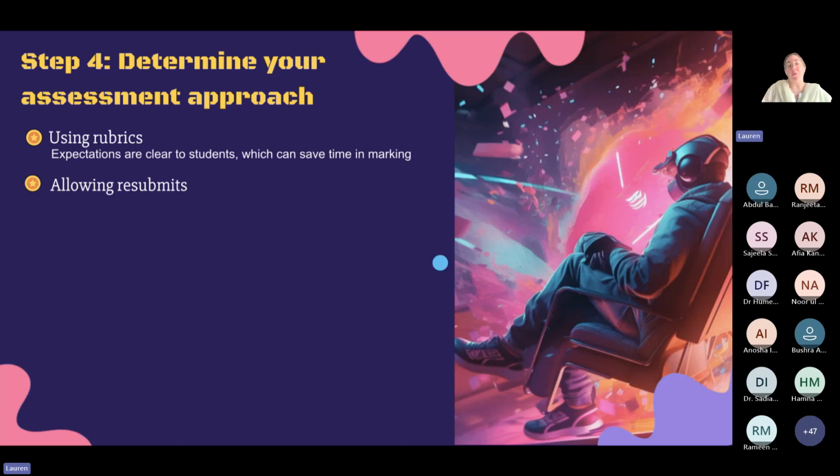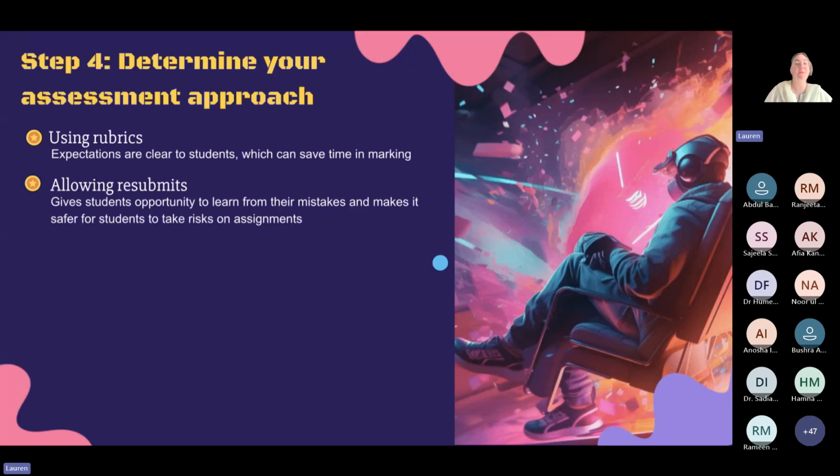You might also allow resubmits. Sometimes we have the freedom to do that, and sometimes we don't. But resubmits give students the opportunity to learn from their mistakes, and it makes it safer for students to take risks on assignments. So you might allow a resubmit for a certain type of assignment, or a few assignments throughout the course, or one assignment throughout the course. It doesn't necessarily need to be all of them, but it can be if that's something that you feel is doable.